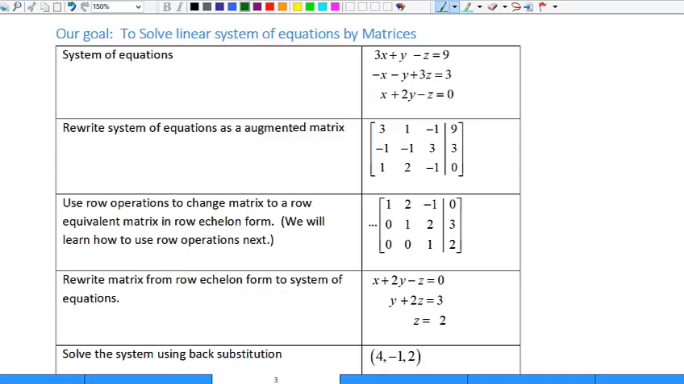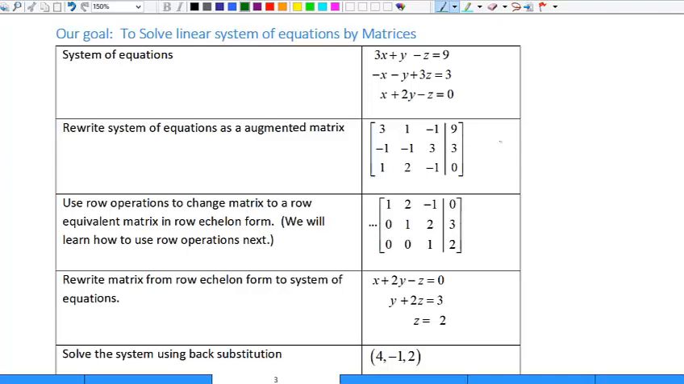Okay, so to give you an idea of what our goal is, before we start delving into some of the operations of matrices, I want you to get the big picture here. So first off, we start with a system of equations. So we have a system of equations with 3 variables, 3 equations. I'm going to then, step 2, make an augmented matrix out of that system of equations.